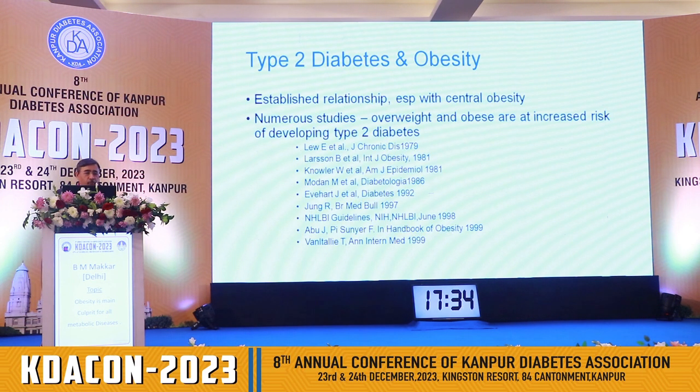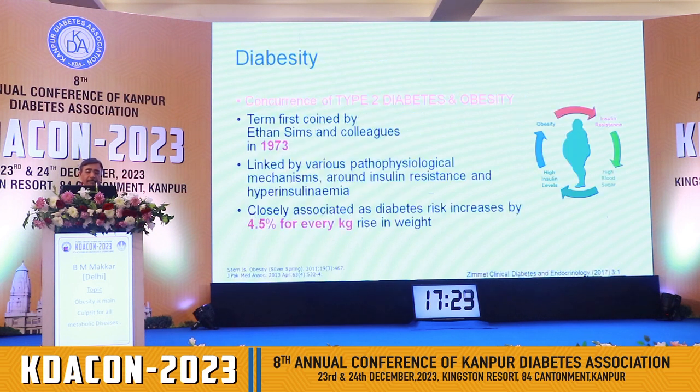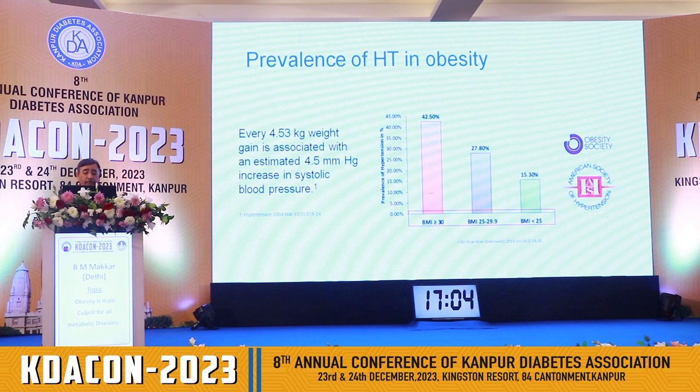So there is a strong interrelationship between type 2 diabetes and obesity, and there are a number of studies which have shown that people with overweight or obesity are at greatly increased risk of developing type 2 diabetes. And the two are so commonly seen together. The term diabesity was coined way back in 1973, and for every 1 kilogram gain in weight, there is a 4.5% increase in the risk for developing diabetes.